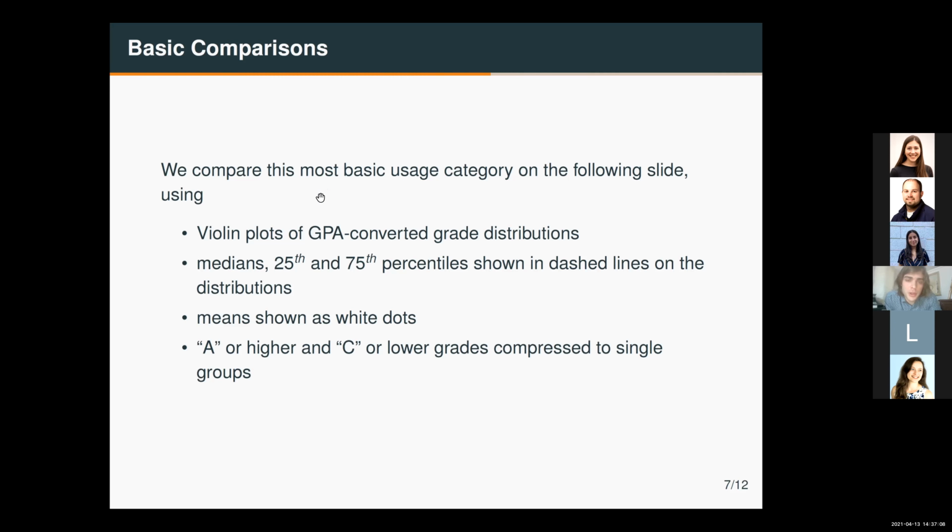These are violin plots of GPA-converted grade distributions, with medians and 25th and 75th percentiles shown, and the means shown as white dots. Also, we compressed the A or higher and C or lower grades into simple groups. So A and A plus is not differentiated, and anything lower than a C is not differentiated, because this helps a lot with statistical estimations.